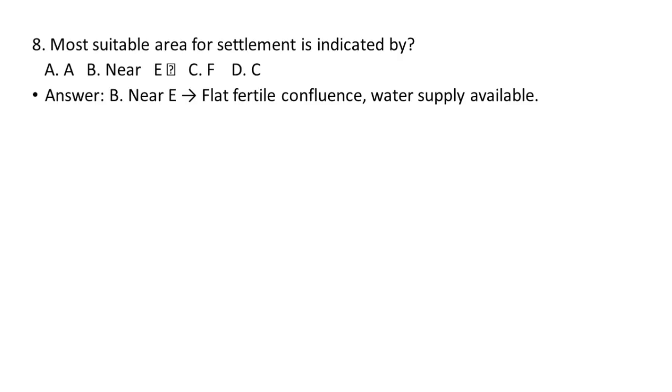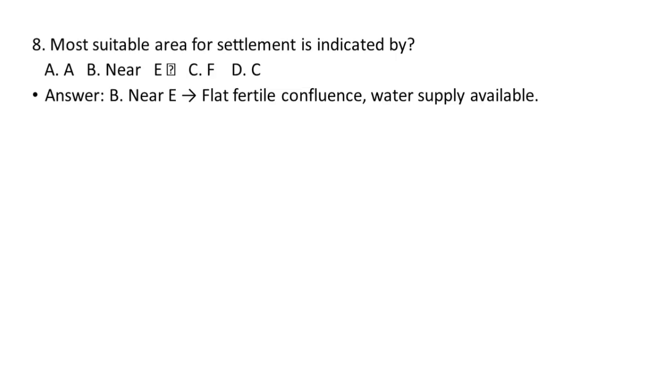Near E, flat fertile confluence is found. Why? Because there is available water supply and also the soil becomes fertile. Why? Because it is transported by rivers. Alluvial soils commonly found in this region. So E is suitable for settlement. As a result, B is the correct answer.